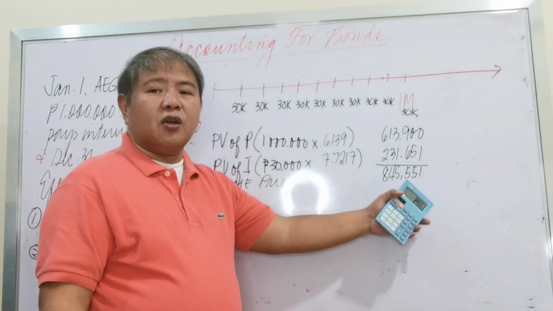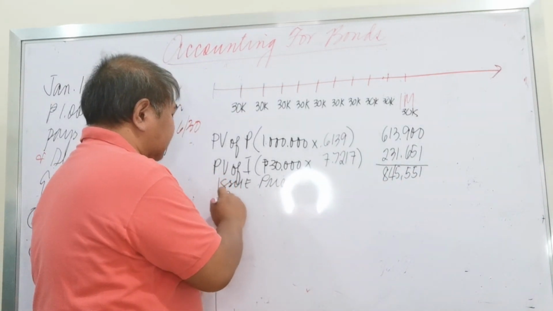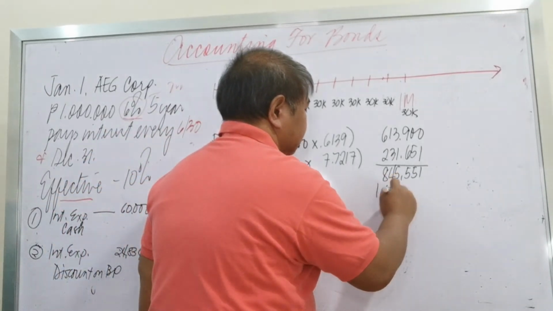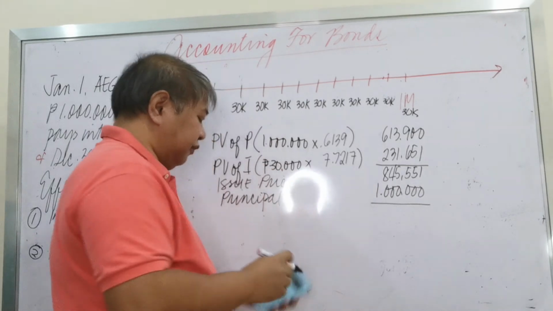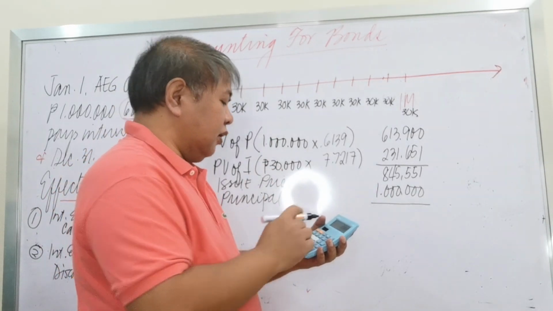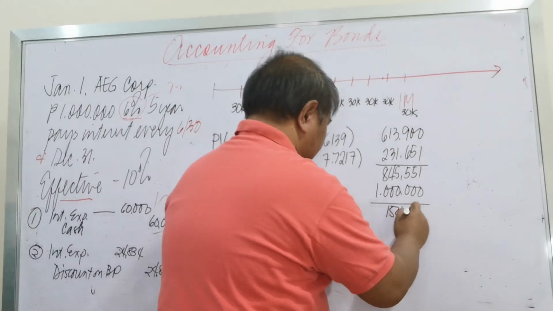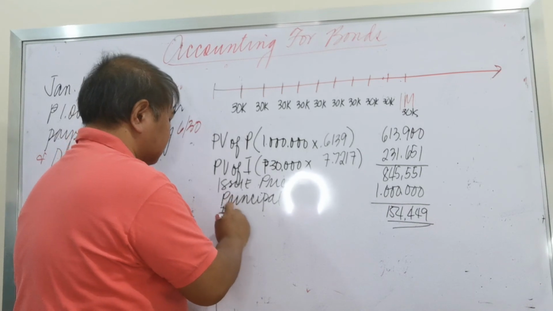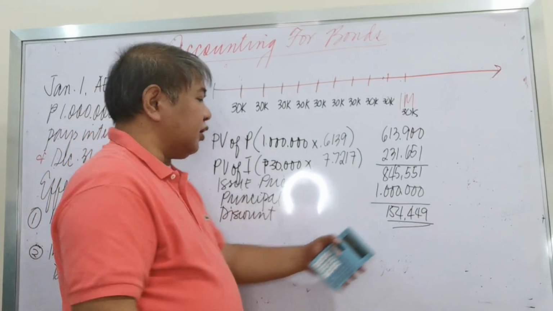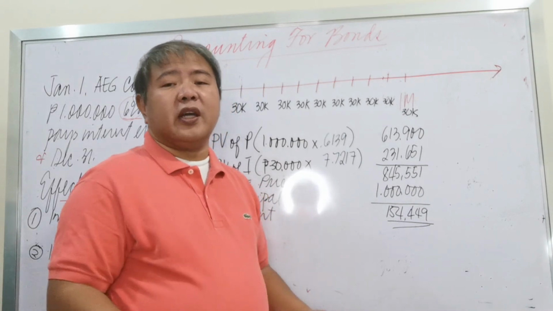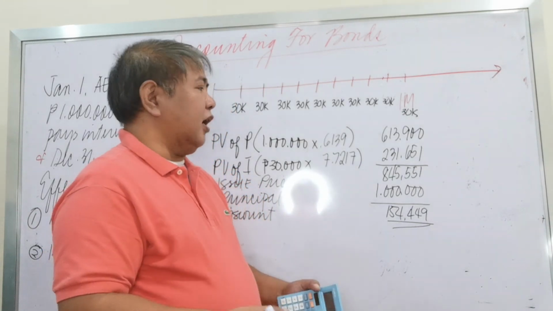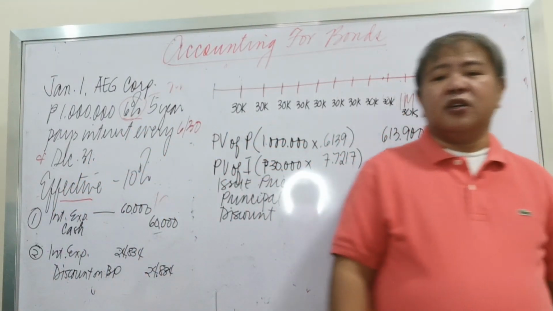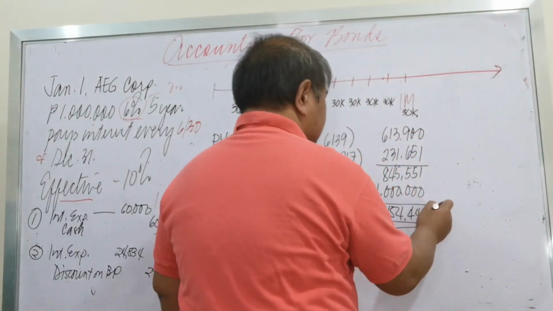So this is the issue price of the bond. And so therefore, comparing that with the principal amount of the obligation, which is 1 million, minus 1 million. So this is 154,449. Now this is your discount on bonds payable, which you have to amortize over the term of the bond. You can use the amortization table I have presented earlier in order to amortize this discount.